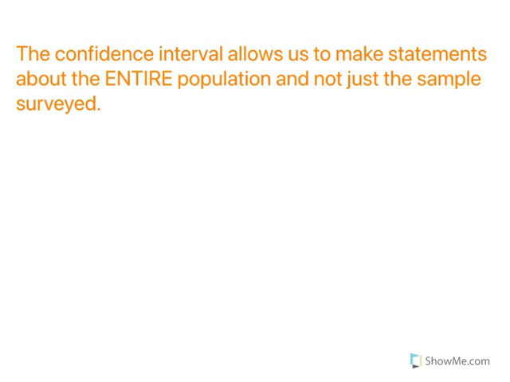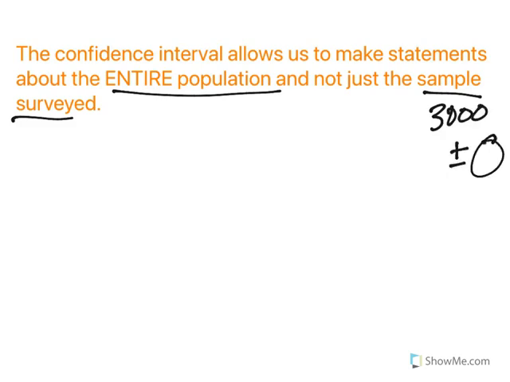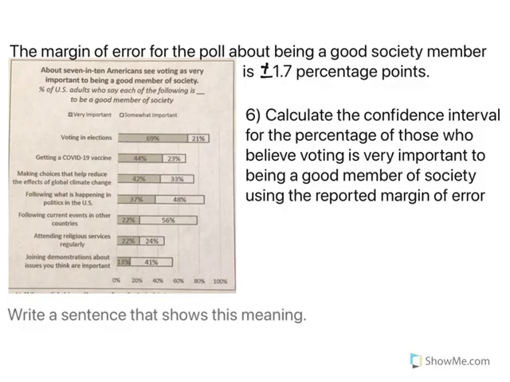The confidence interval allows us to make statements about the entire population. We can't survey everyone, so we do a sample survey. Maybe we talk to 3,000 people, but then we have a plus or minus something, and that allows us to say we know that out of 3,000 people, this is what they said. If we extrapolate that to the entire population, we have this interval. That's the idea of the interval: to make this broader with the entire population.